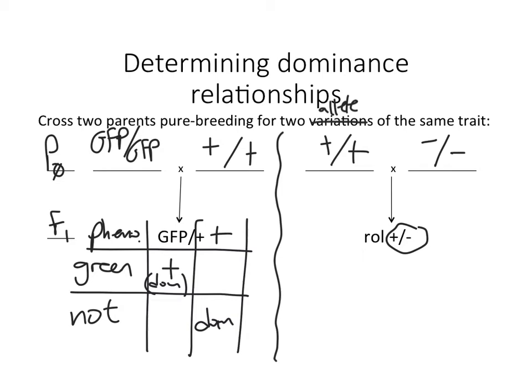What are the haplotypes of the P0 gametes? Every time this cell undergoes meiosis, what kind of haplotype is going to be produced? 100% pluses. What about this parent? All of its gametes will have minuses. So there's no other option for the F1 generation in this cross but to be heterozygous. That's why we start with pure breeding parents. We use that to know that they're homozygous. Pure breeding equals homozygous. If you cross two homozygotes together, you get a heterozygote by definition.